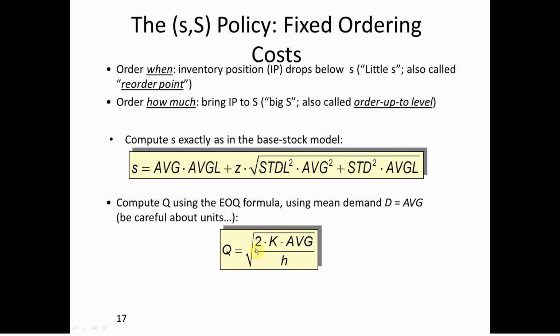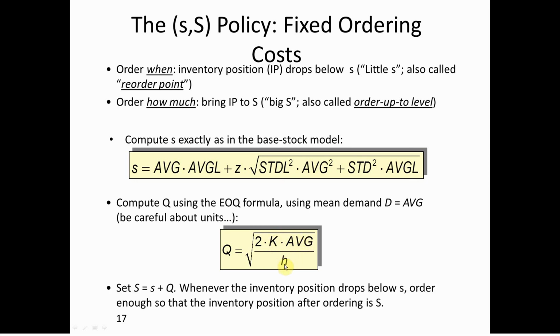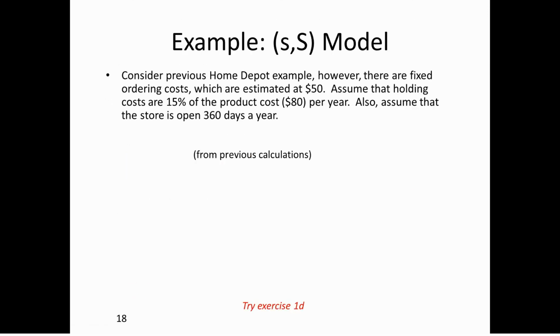And that would be, again, if you recall, just the square root of 2 times the ordering cost times the average demand divided by the holding costs. Let's take the square root of that. So we would set the big S equal to our base stock plus our EOQ amount. Our EOQ amount is the optimal amount to hold to minimize and balance out the holding and ordering costs. And the base stock is how much we need to keep over the lead period when it's uncertain.